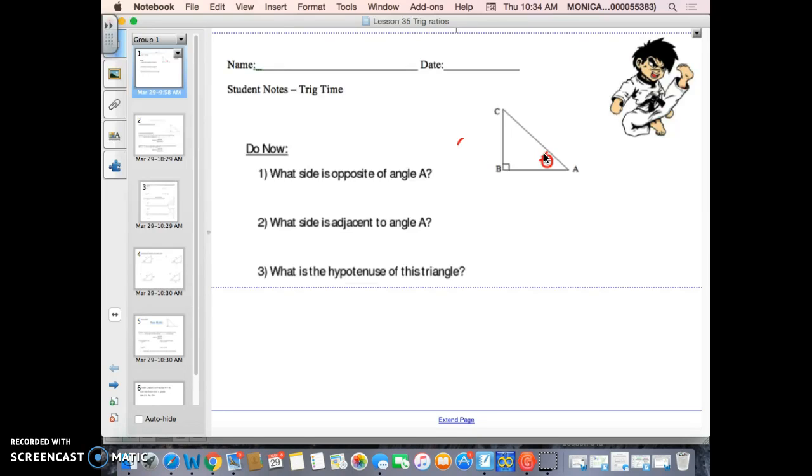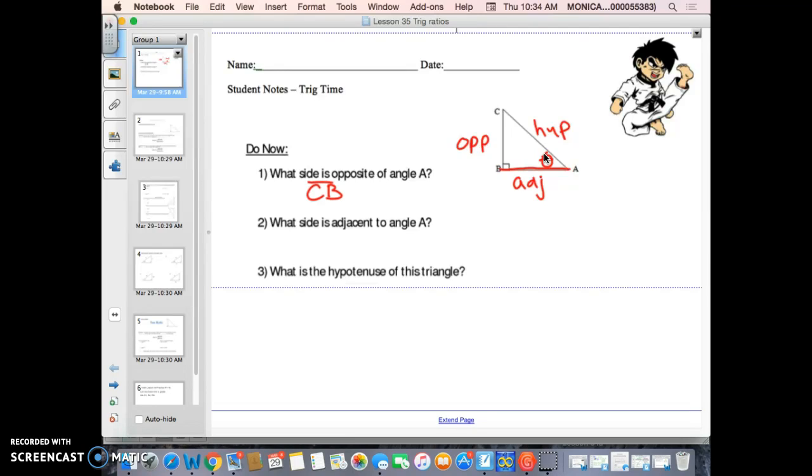Well, if I look across, this side we would call opposite. This side we would call adjacent because it shares a side with angle A. And then across from the right angle is always the hypotenuse. So if we're looking at what side is opposite of angle A, well, that's going to be side C.